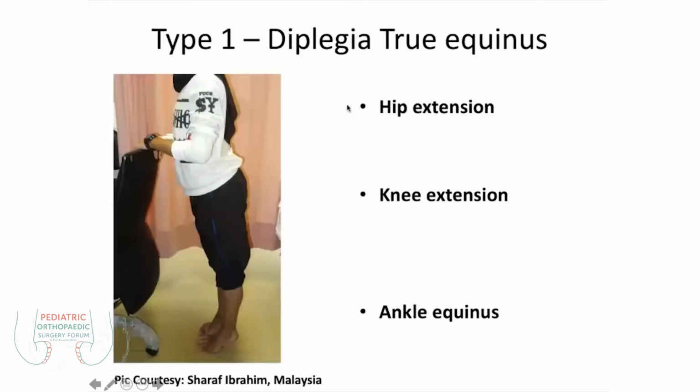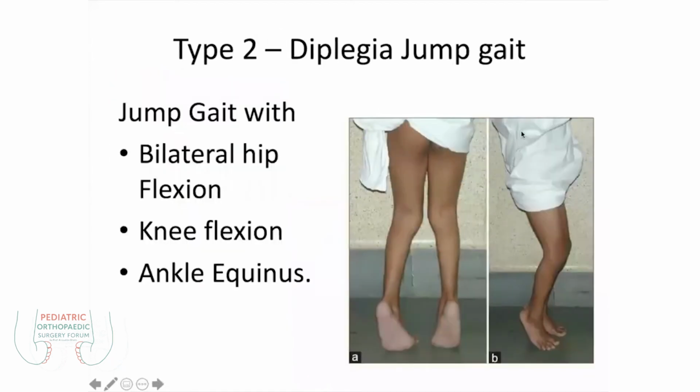So here are certain examples of the true equinus gait. Here you have a little flexion at the hip, an extended knee, and a plantar flexed ankle joint. And if you find a diplegic jump gait, you will find it like this: a little bit of hip flexion, flexed knee, and a plantar flexed or equinus ankle. This is exactly the posture before you jump. And crouch gait sometimes is like that.